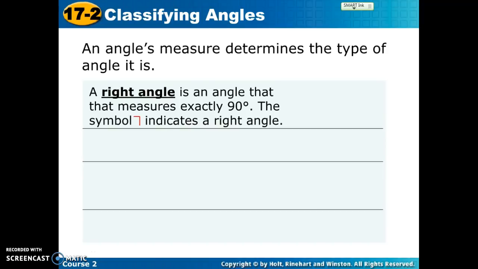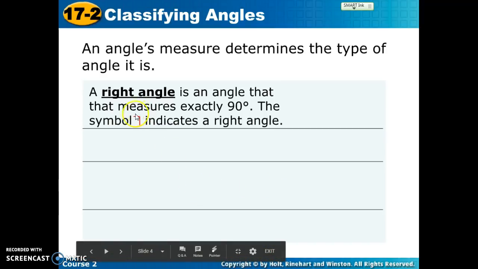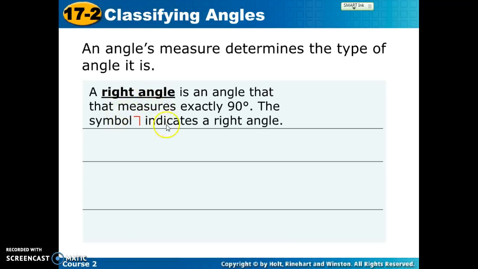So our next term is a right angle, and this is an angle that measures exactly 90 degrees. Much of this should be review for you, as you've had it before, but in case it isn't, a right angle measures exactly 90 degrees. The symbol, and you can see the symbol right here, indicates a right angle. When you write an angle, your picture is going to look like this. Please notice that you have the little box in the corner representing the symbol for a right angle.